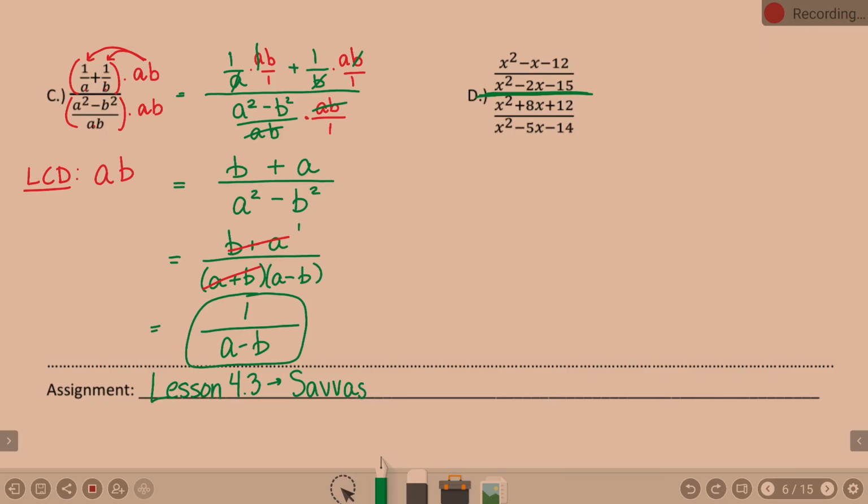With that in mind, here's what I like to think. I like to break this out. I can do this because it's one fraction divided by one fraction. And I like to think of this as x squared minus x minus 12 over x squared minus 2x minus 15, divided by, what are we divided by? x squared plus 8x plus 12 over x squared minus 5x minus 14. I'm not going to say there's not other ways to do this, but this is the way I like to think of it.